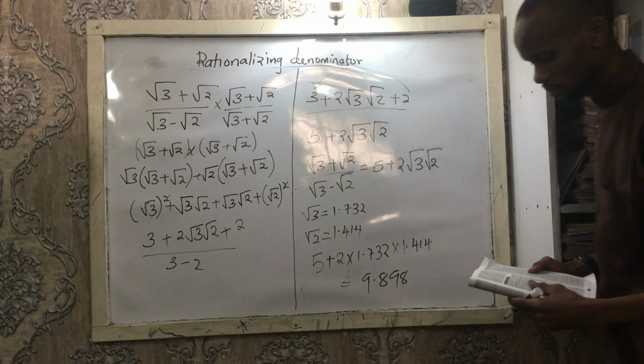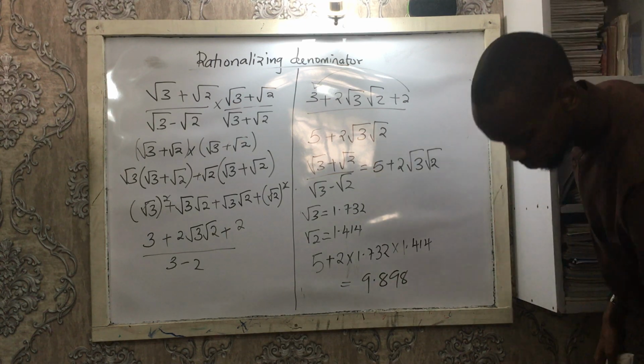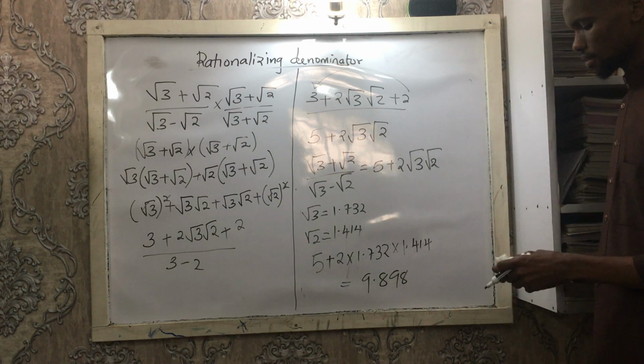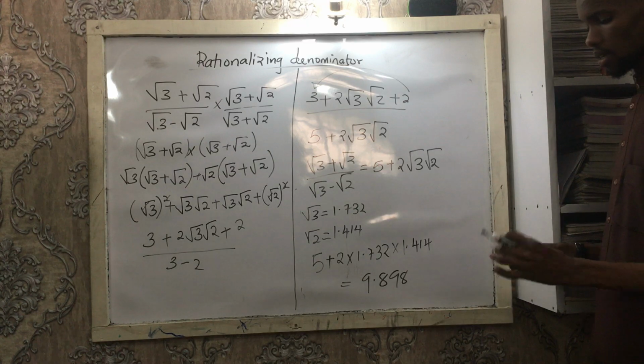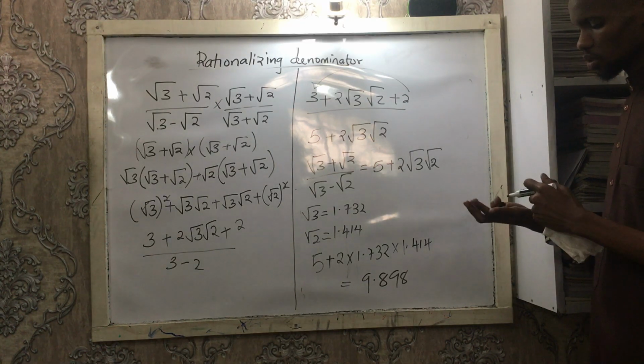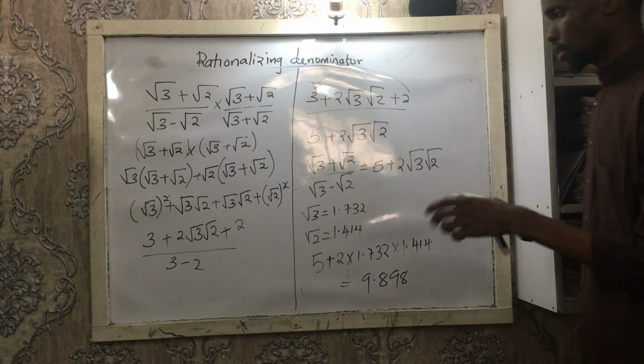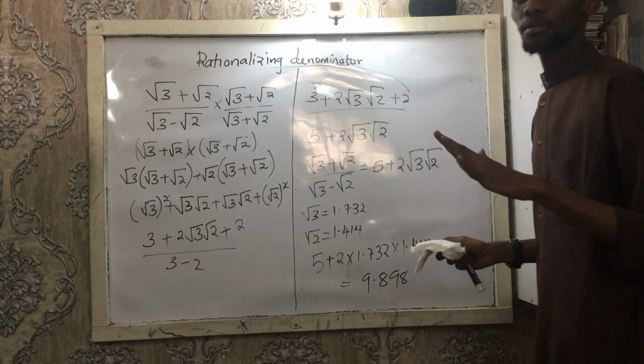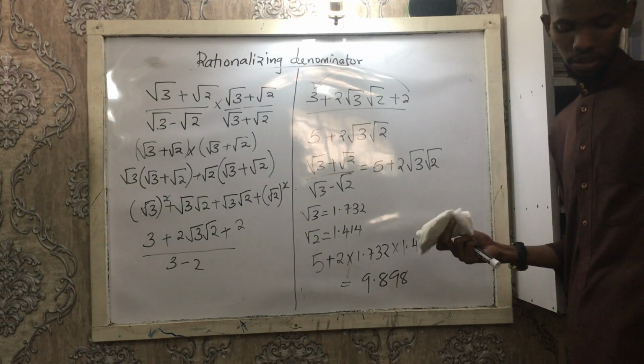9.898. Three significant figure, four significant figure, right? And that is our answer. That is our answer. But there is something I want to explain, okay? A mathematical concept I want to explain. This one. I hope you can note them down and then we continue.